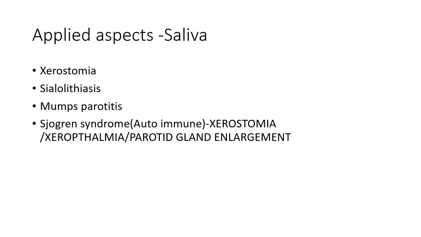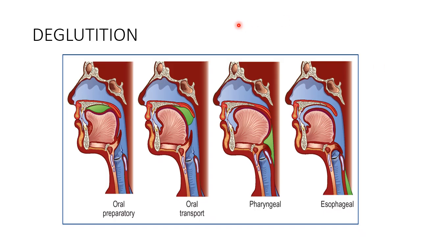So the next topic is deglutition. Deglutition is the act of swallowing. It is of three phases: the oral phase, pharyngeal phase, and esophageal phase. The oral phase is a voluntary phase, and pharyngeal and esophageal phase are involuntary phases.